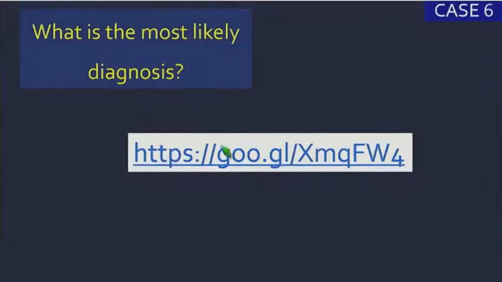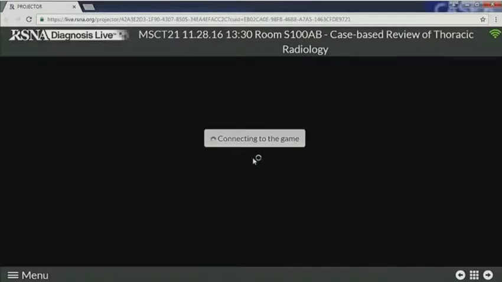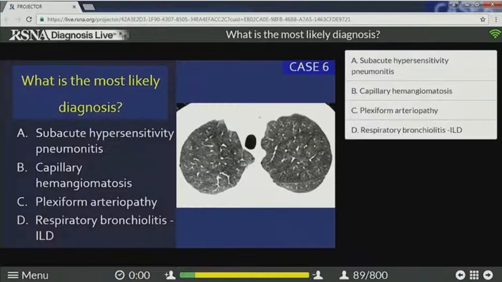Okay, let's go to the question on this case. And the question is, what is the most likely diagnosis? Is it subacute HP? Is it capillary hemangiomatosis? Is it plexiform arteriopathy? Or is it respiratory bronchiolitis interstitial lung disease? So go ahead and answer that question.